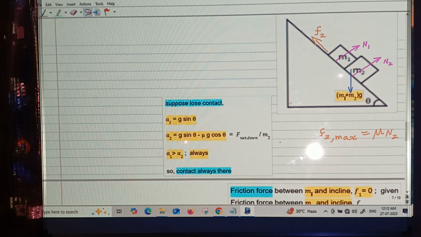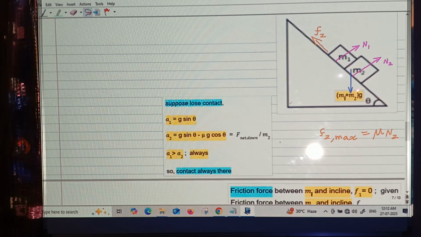For the second block, it will be g sine theta minus the upward friction force. That's mu times normal reaction divided by m2. So just mu g cos theta. And theta is between 0 and 90 degrees, so this is a positive quantity. So A2 is less than A1. So contact will not get lost, because if it got lost it would mean A1 is more. So this block will move and come and hit this block and they'll move together.